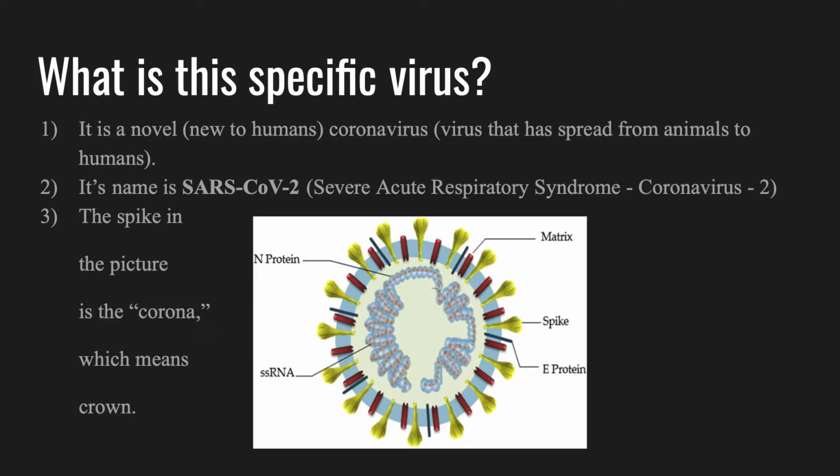So, ladies and gentlemen, what is this specific virus? Well, 1. It is a novel, which means new, and in this case, new to humans, coronavirus. And this particular coronavirus has spread from animals or jumped from animals to humans. 2. Its official scientific name is SARS-CoV-2.